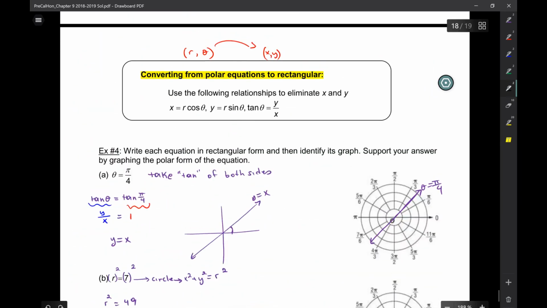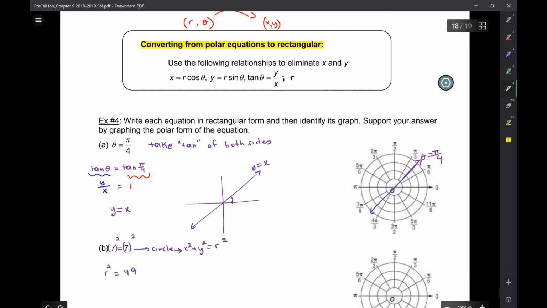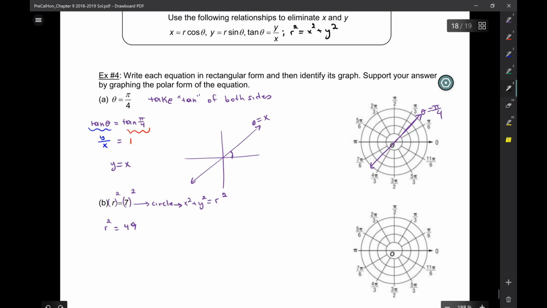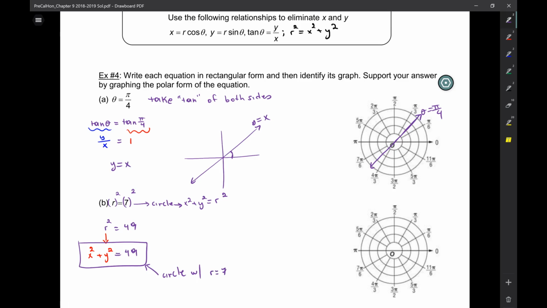So maybe we could add that to our list of equations here. R squared is equal to x squared plus y squared. So now when I have r squared equals 49, I say, oh, but r squared is the same as x squared plus y squared. That's the bridge to go from polar world to rectangular world, right? Equals 49, and guess what? You're done. Because what do you have here? A circle with radius 7. What did you have up here? Circle with radius 7. All right?